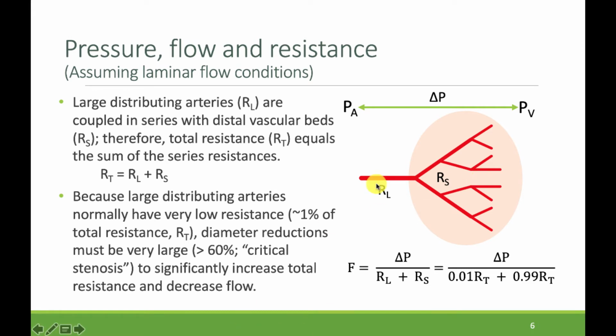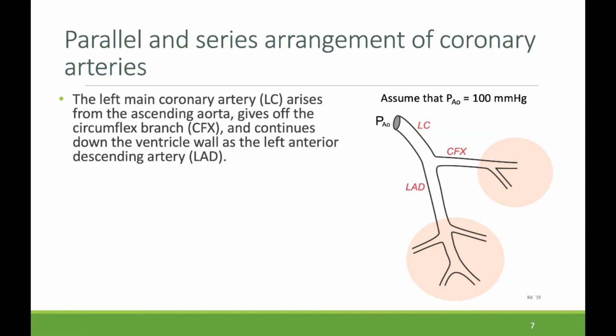And that is the reason why you have to have very large reductions in diameter of a feed artery in order to have a significant effect on the overall resistance and flow in the vascular bed that is being supplied by that feed artery. Now let's move away from this hypothetical model of individual vessels and a vessel coupled to a vascular unit and look at the anatomy now of the coronary circulation.